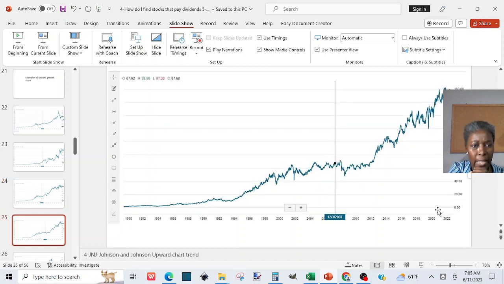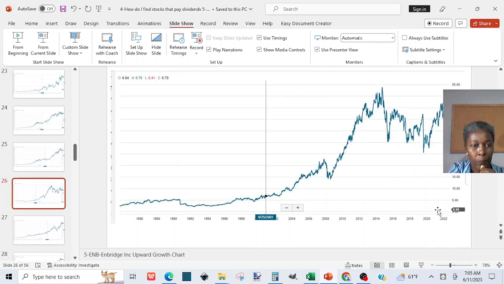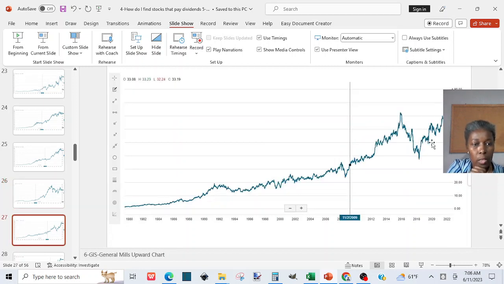So that's Colgate. This one is Johnson & Johnson, and I'll call this upward growth as well. This one is Enbridge, Inc., and I'm calling this upward by reference to the beginning all the way to now. I can see growth there, even though in the last few decades there are those ups and downs. I'm calling this upward growth, but again, you might call it growth and dip. So it can be subjective. And this one is General Mills, and that's upward growth.